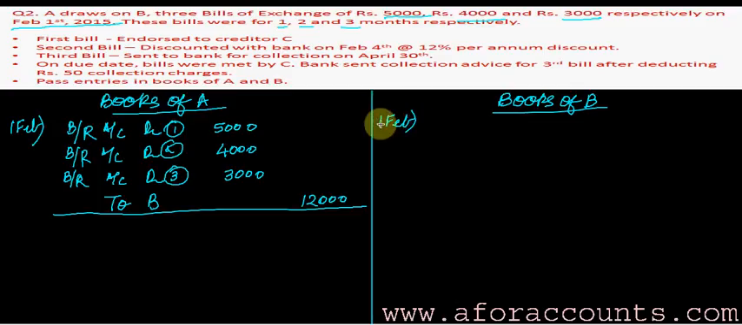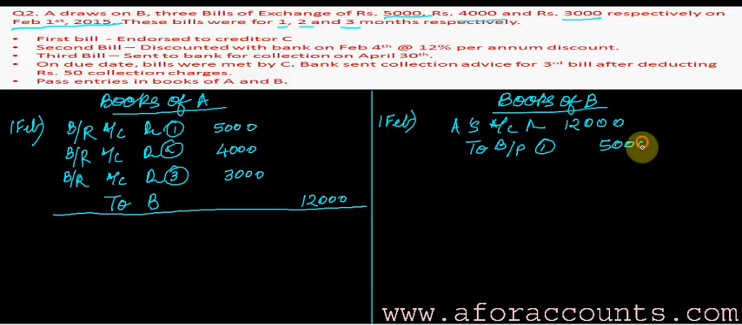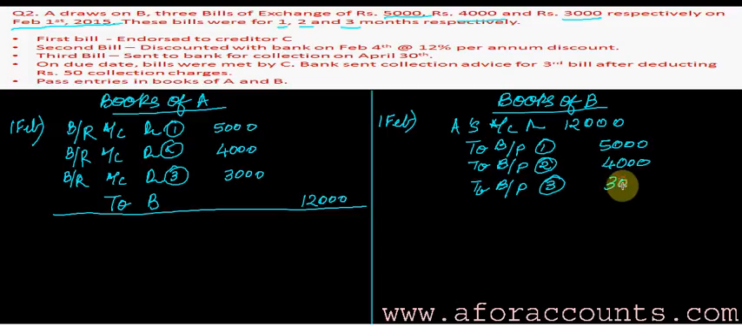For him it is bills payable. So in books of B, A's account debit by 12,000. Bills payable has to be always credited. So the entry is to bills payable, the first bill, 5,000; to bills payable, the second bill, which is 4,000; to bills payable, the third bill, and it is 3,000.